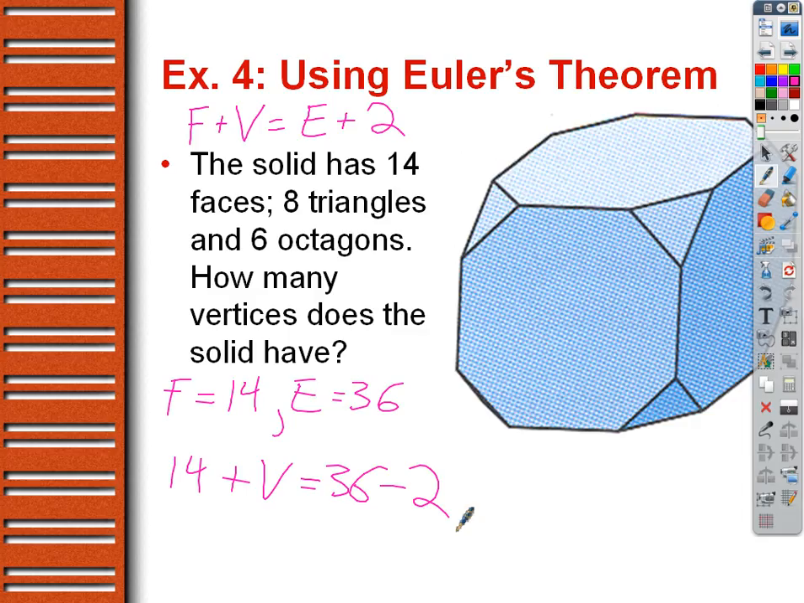How about that? Wouldn't it be plus 2? Oh, I'm sorry, plus 2. My mistake. You got me. You're right. Plus 2. So 36 plus 2 is 38. 38 minus 14 is 24. Good. So V is 24.